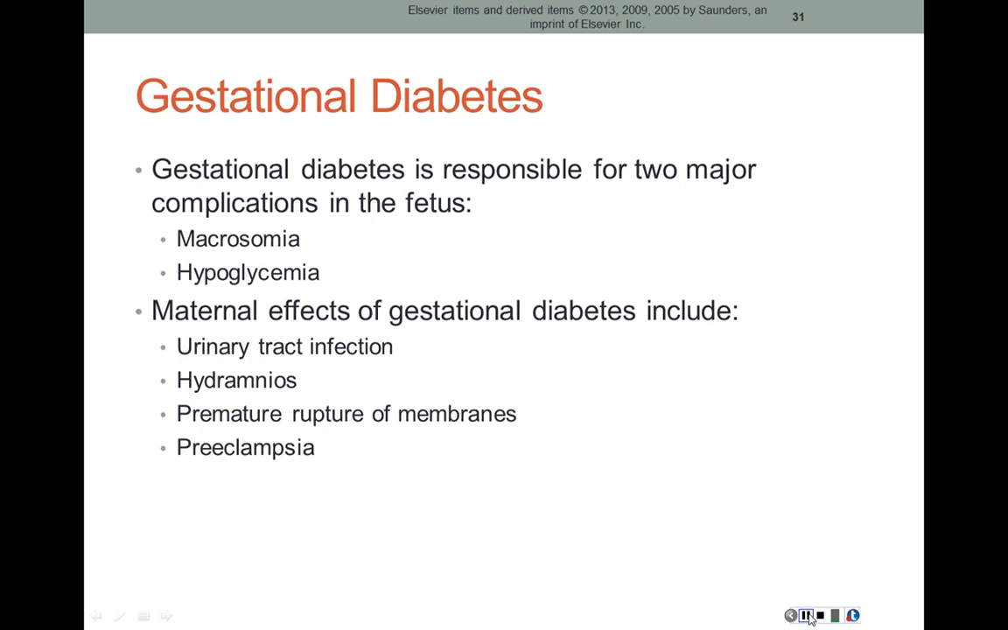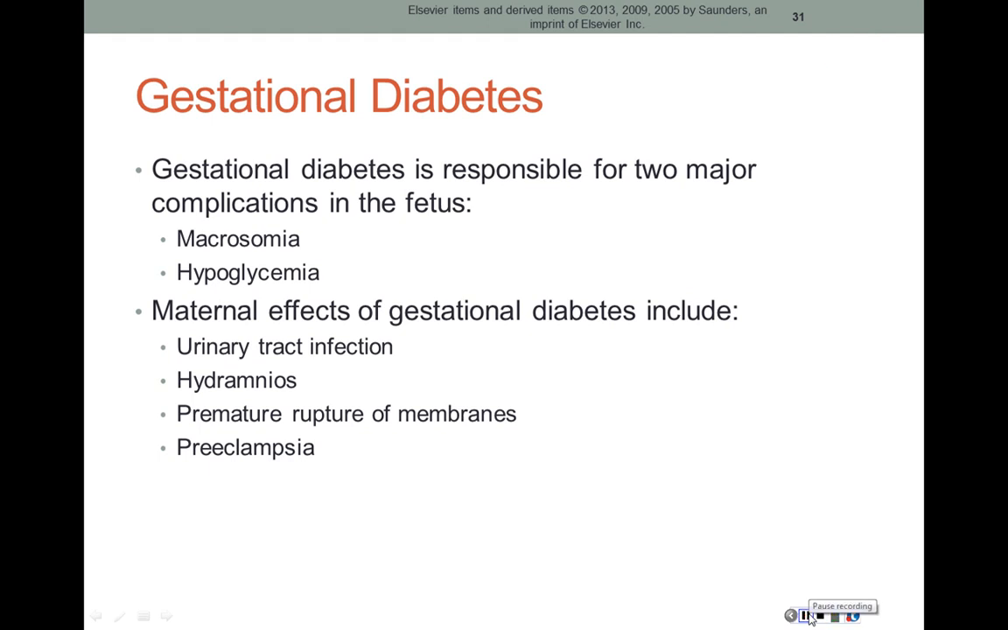blood sugar measured, and then you drink the sweet syrupy solution again that has an even higher concentration of glucose. And then they check it every hour for 3 hours. And if at least 2 of the readings are higher than normal, then you're going to be diagnosed with gestational diabetes.